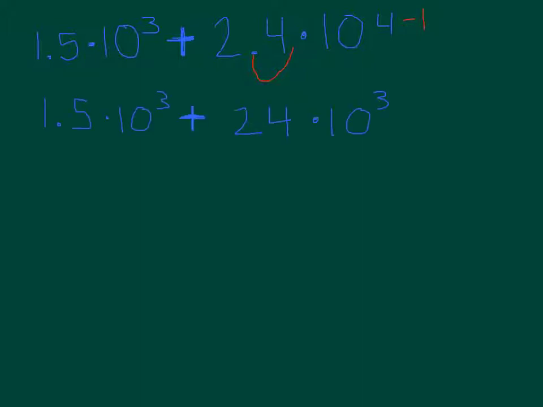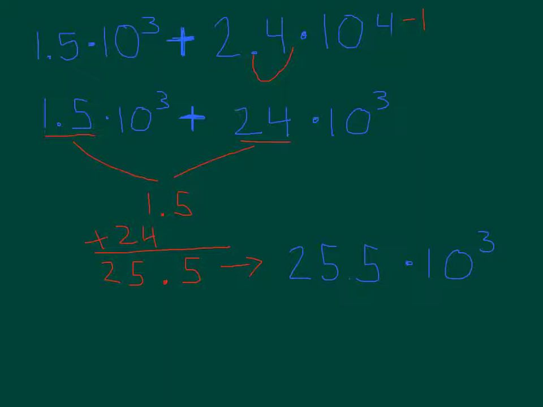Our second expression now is 24 times 10 to the third power. Now because our exponents are now the same, we could add our coefficients together, remembering to line up our decimals. Remember that our decimal on our coefficient 24 is behind the 4. So when we line up our decimals here, we'll get our solution 25 and 5/10, which we're going to then multiply by 10 to the third power.